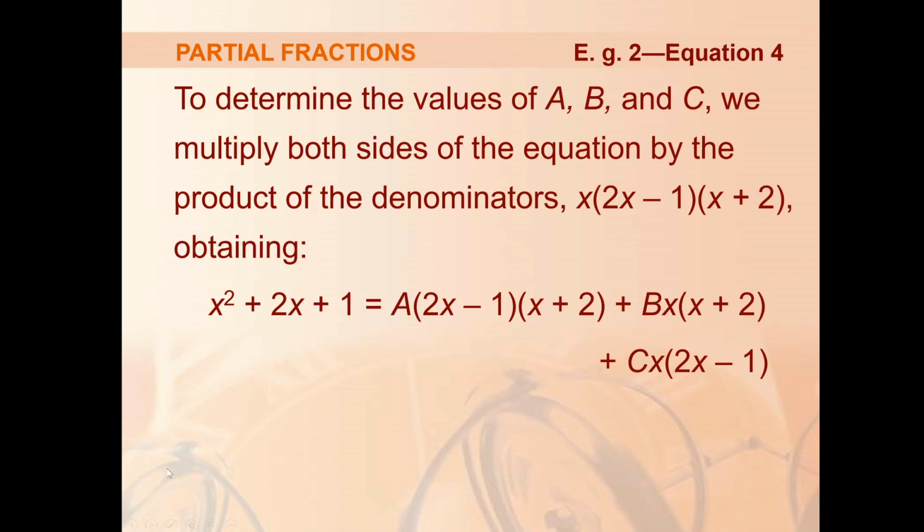Okay, so x squared plus 2x plus 1, it's about the comparison with the numerator. So for a, we're missing 2x minus 1 and x plus 2, so that's why we multiply them. For the second term, we're missing x plus 2, so we multiply those two terms. And for the last term, we're missing x and 2x minus 1.